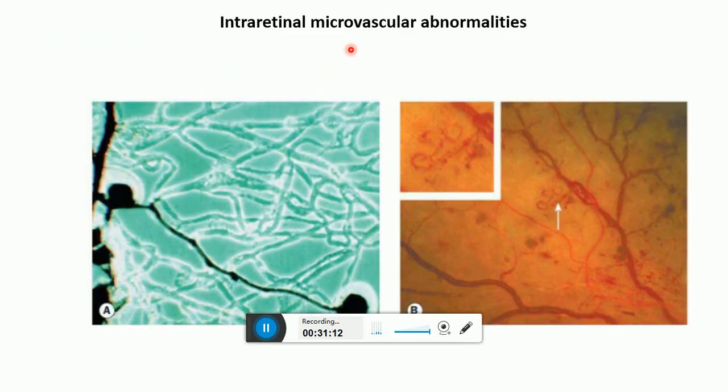Intraretinal microvascular abnormalities, IRMA, are arteriolar venular shunts that run from retinal arterioles to the venules, thus bypassing the capillary bed, and are therefore often seen adjacent to areas of marked capillary hypoperfusion. The signs are fine, irregular, red intraretinal lines that run from the arterioles to the venules without crossing major blood vessels.